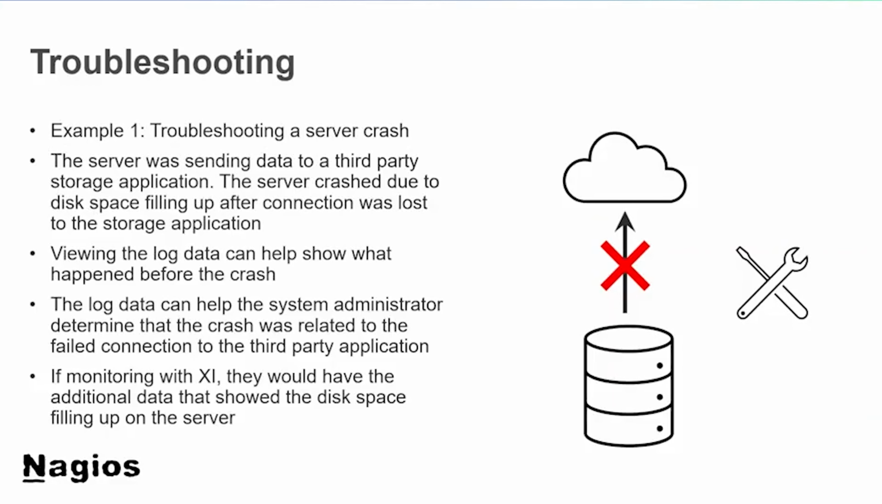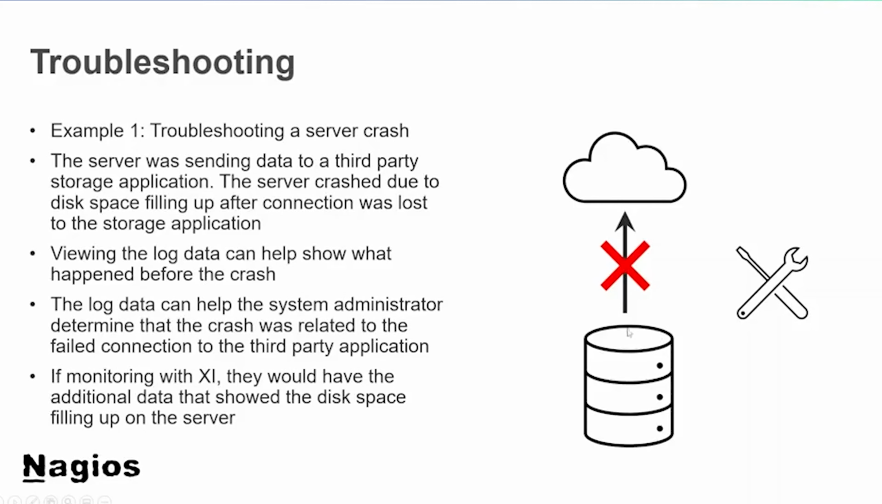So I'll give an example of how this might look in real life, and I drew this little diagram here with clip art to help explain what I'm going to talk about. Let's pretend that someone is monitoring with Nagios XI and a server crash happens. XI is going to tell you that the crash happened, and it might give you some other metrics about that server, depending on how you set it up. Then let's pretend that this server is connected to a third-party application that it's sending to. This little symbol here is my server.